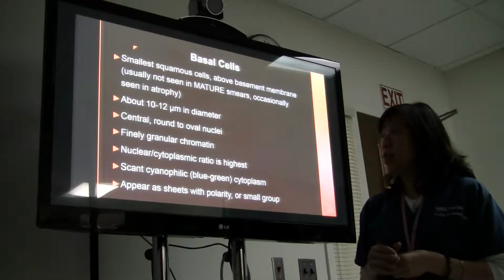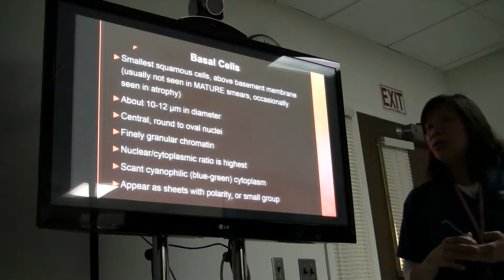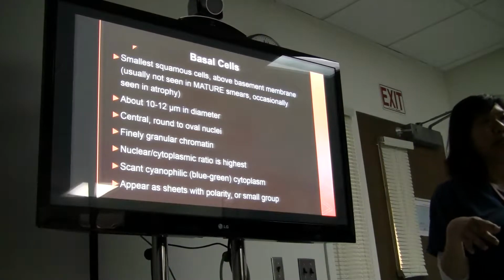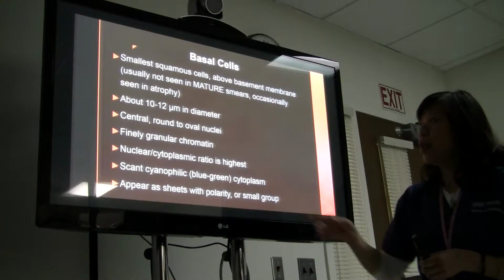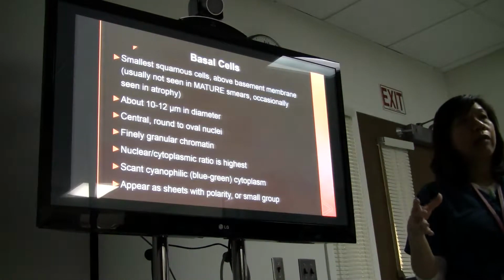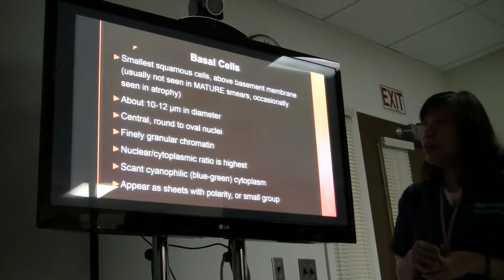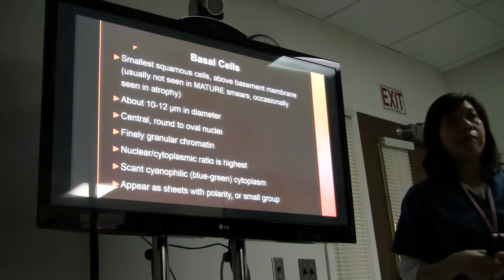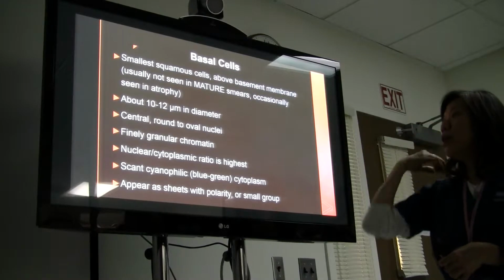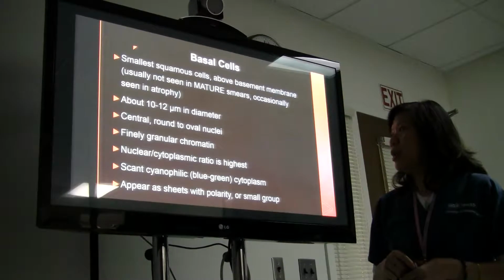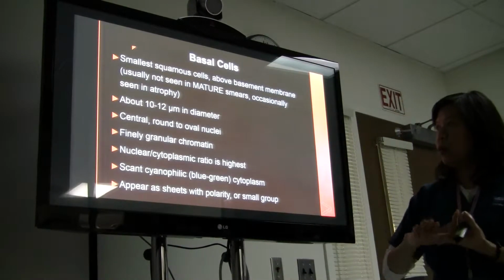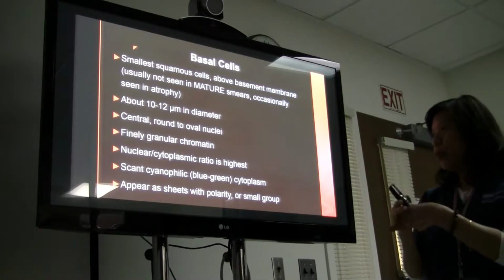Nuclear cytoplasmic ratio is highest. Nuclear cytoplasmic ratio is the surface area of the nucleus within the cytoplasm. How much space does the nucleus occupy? When the NC ratio is high, it means the nucleus is big or takes up more space than the cytoplasm. On the other hand, if the NC ratio is low, there is more cytoplasm and very little nucleus. Scant cyanophilic blue-green cytoplasm, so there's not much cytoplasm. The cells appear as a flat sheet with polarity, meaning that they all go in one direction in a small group.